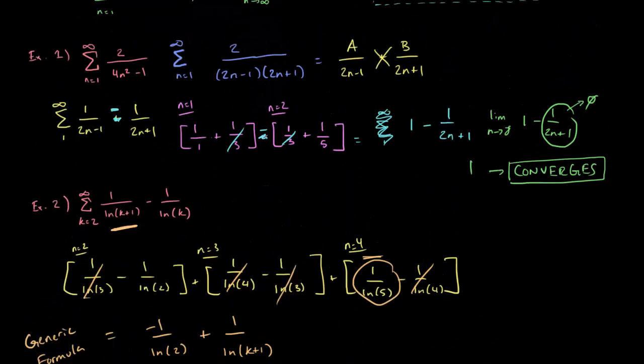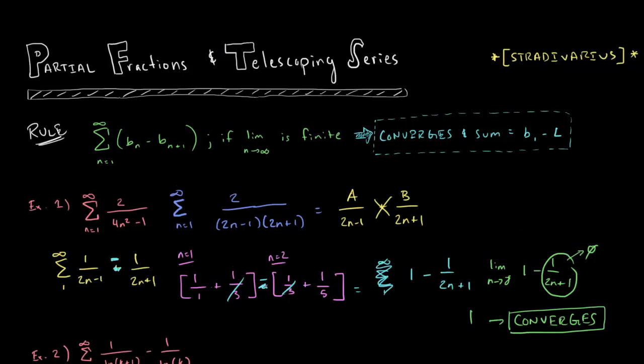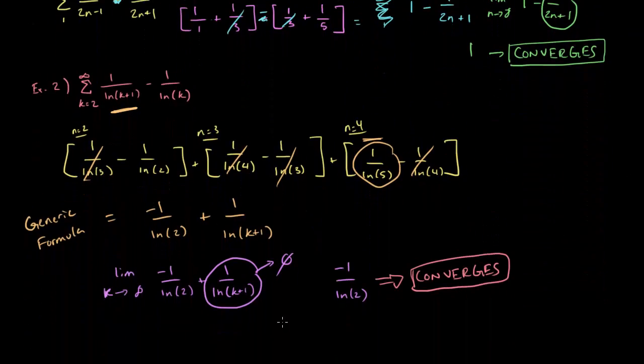A quick thing I want to mention is that when we talked about the sum over here, we said it's the first term minus the limit. But if you look at this example number 2, the first term cancels out. So the sum for this one would have to be different, and it would actually be this negative 1 over ln of 2, which is the second term, because the first term canceled out. So that sum rule only applies if the first term does not cancel.